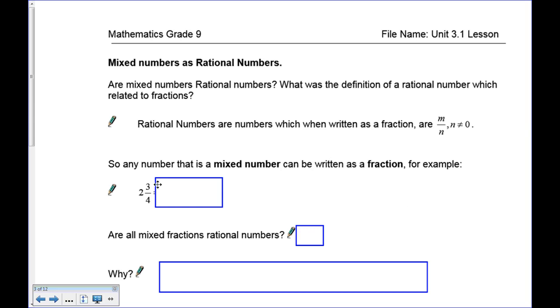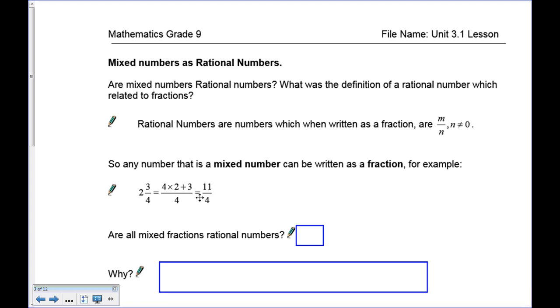Now you can see down here 2 and 3/4. That's a mixed number. Now mixed numbers could be whole numbers and fractions, or they can be whole numbers and decimals. So any number that is a mixed number, can you write it as a fraction like m over n? Well, you can, because we can change this 2 and 3/4 into what we call our improper form. Remember, it's 4 times 2 plus 3, and that gives you a sum, sorry, 8 plus 3, which is 11.